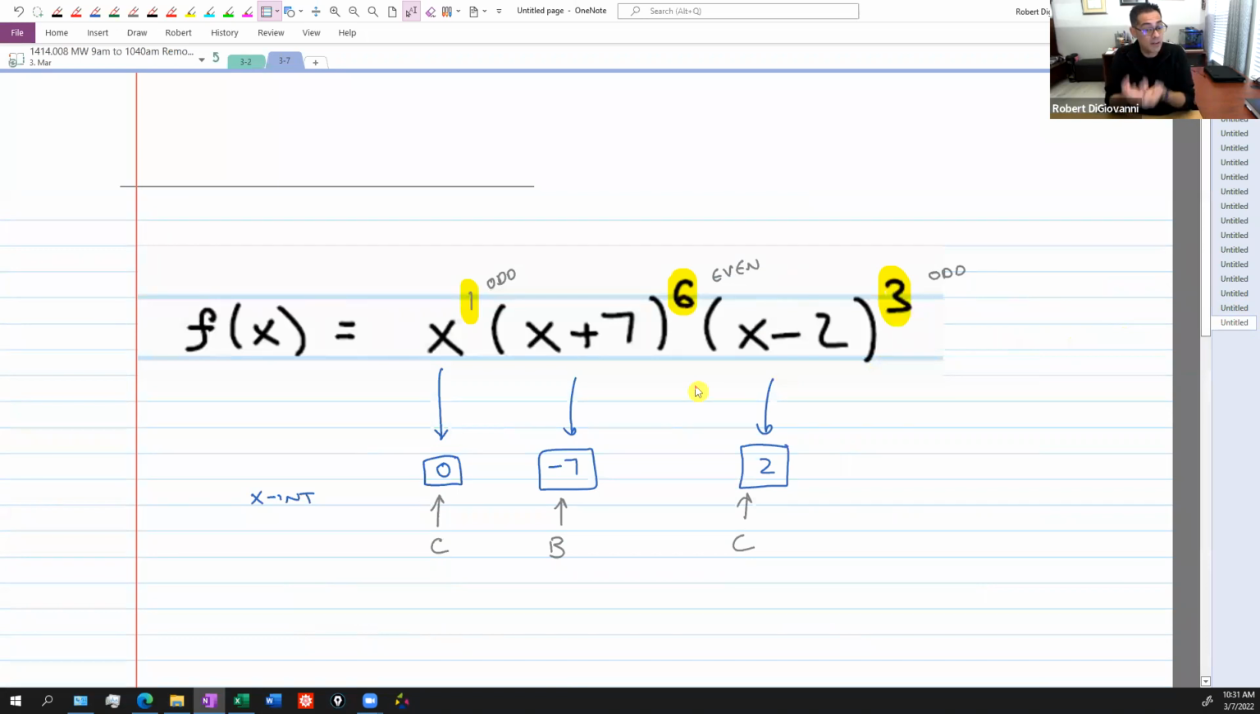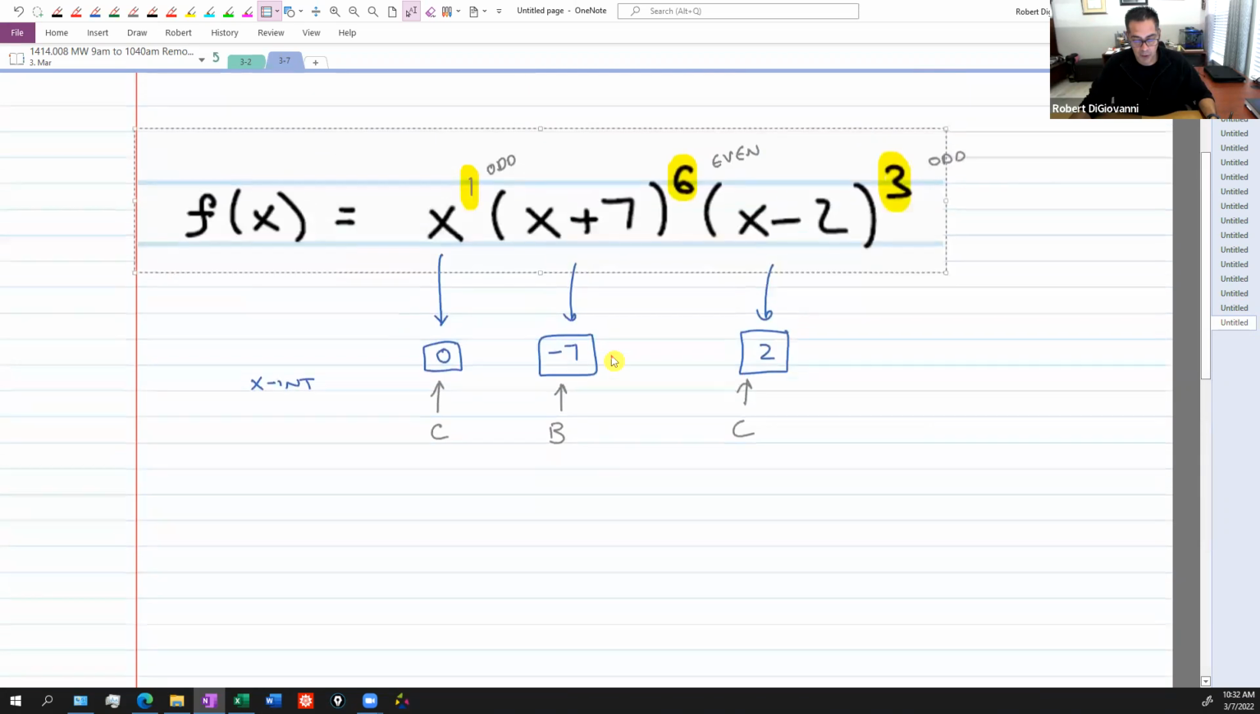Here I've given it to you factored, so it's easy to find the x-intercepts. It's easy to determine bounce or cross, but it's not easy to find this thing. But actually, it's not that bad. Watch. This is how we do it.